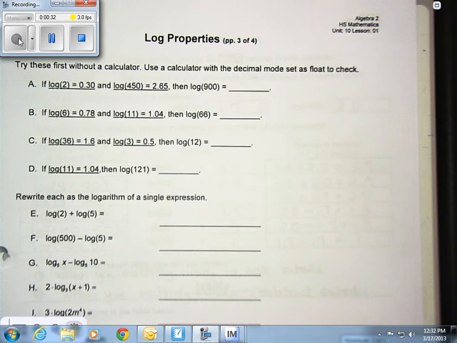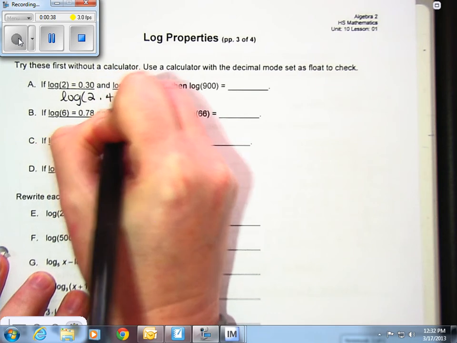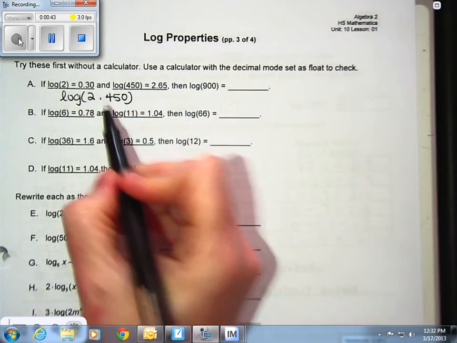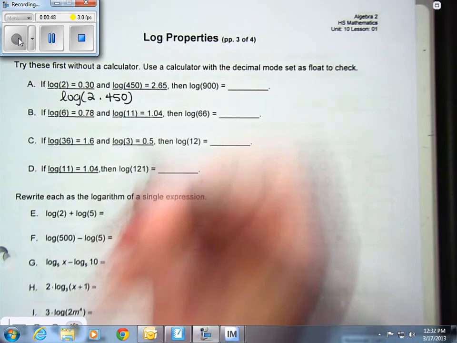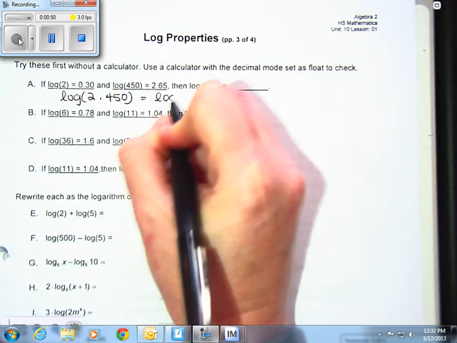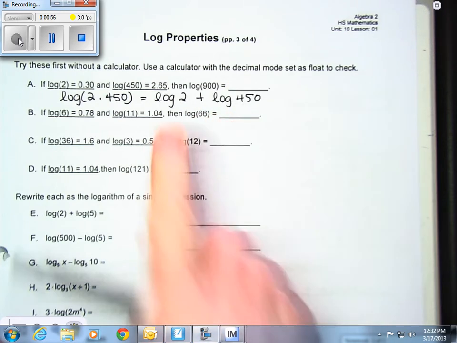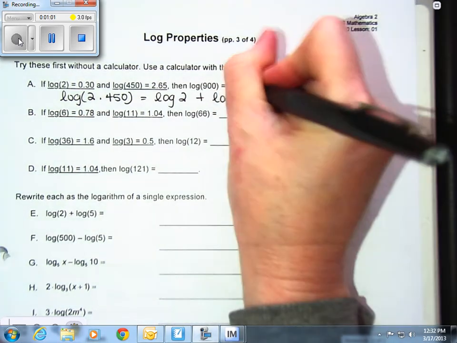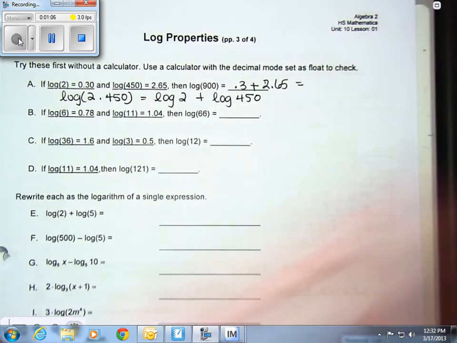Well, hopefully you recognize that that would be the same as taking the log of 2 times 450. Now, using our big three properties of logarithms, we know if we have a multiplication inside the parentheses of the logarithm, what we really do is we take the log of the first number and add it to the log of the second. So log of 2 is 0.3, and log of 450 is 2.65.